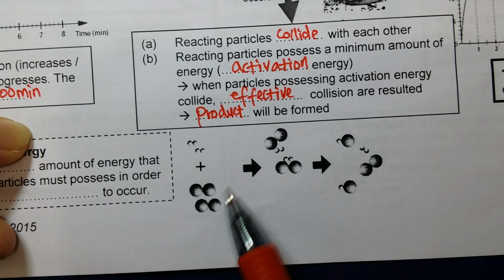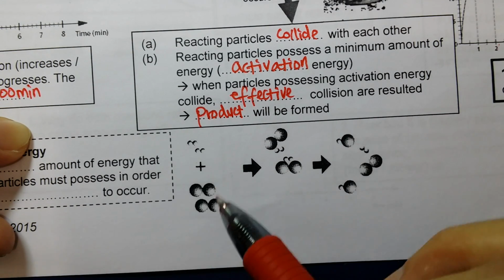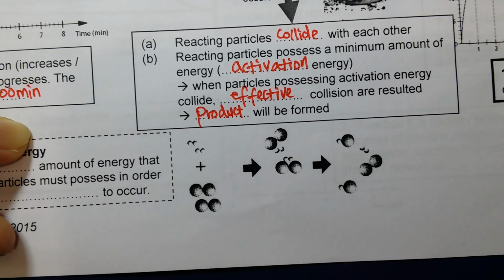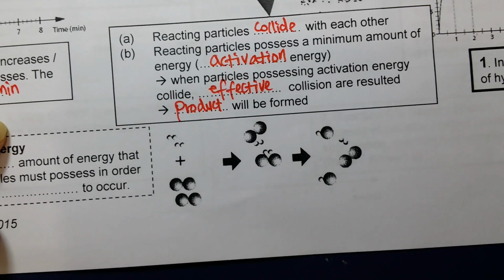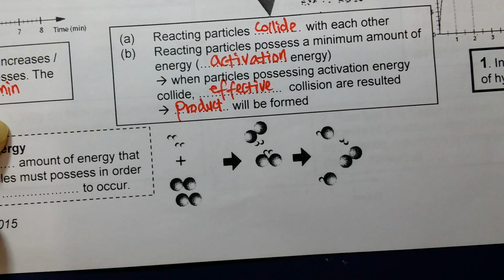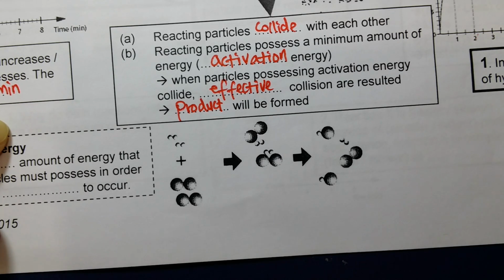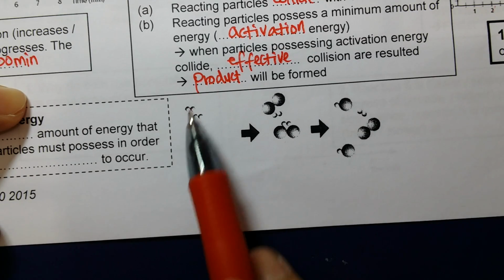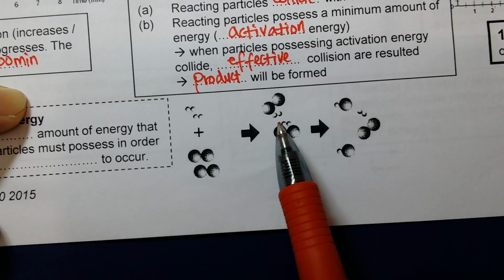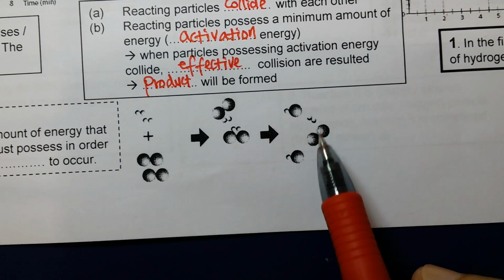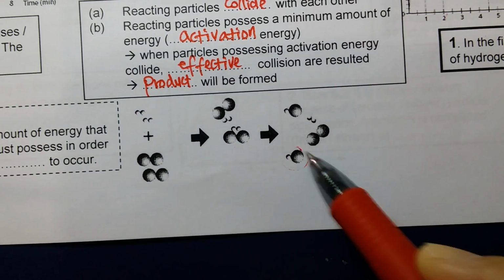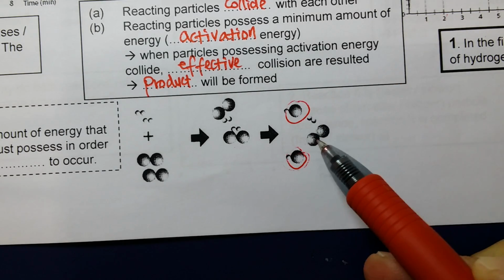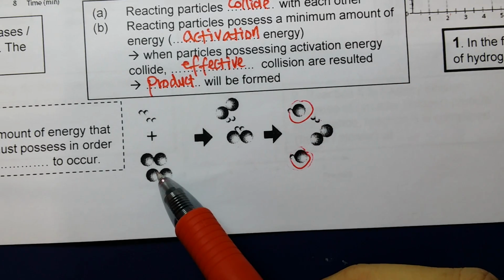Now, for example, when you put two reactants together, they will collide. But not all collisions will result in product being formed. Only when the reactants possess enough energy and then they collide, then the products will be formed. For example, there are two reactants here. So they collide. You can see the results of the collision. Only this product is formed.